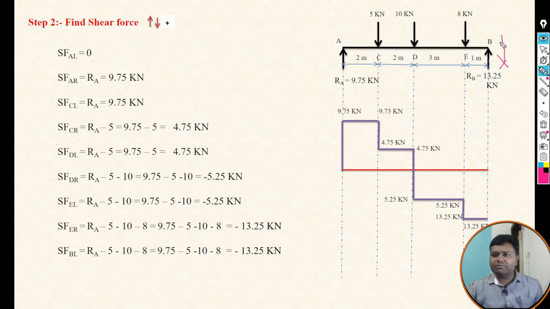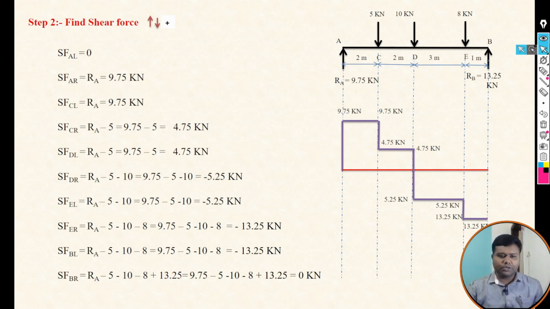Then lastly B right. If you take the section on B right and then focus on left, now all three forces are coming and the two support reactions also come into the picture. RA is upward and RB is upward, so they will be positive, and 5, 10 and 8 are downward, so they should be negative. So RA positive, minus 5 minus 10 minus 8 plus 13.25. Instead of RB, I have directly put the value of RB, that is 13.25, and once you solve this equation, it is 0. It means whatever shear force comes on B left, it should come to the 0 point for B right.